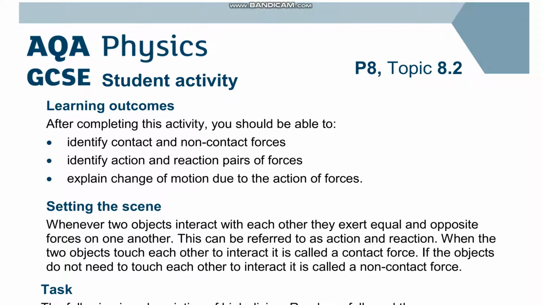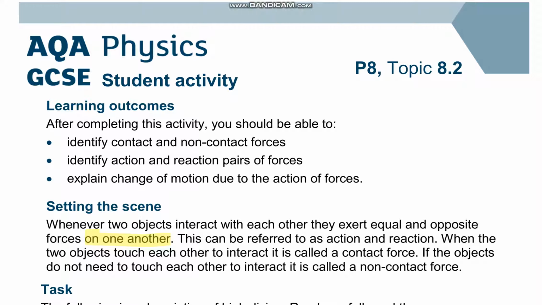Setting the scene, it says whenever two objects interact with each other, they exert equal and opposite forces on one another. Now, the "on one another" point is important here. In other words, when one object puts a force on the second object, the second object then puts its reaction force on the first object. So the two forces in the action and reaction pair are acting on different objects. This can be referred to as action and reaction.